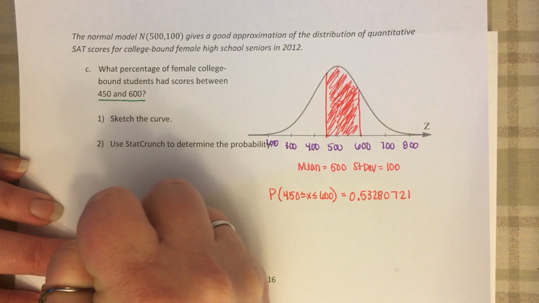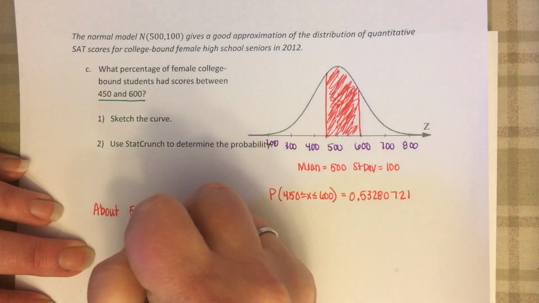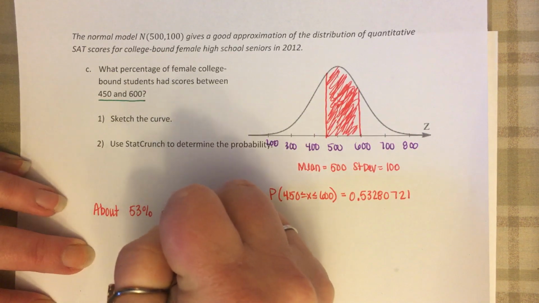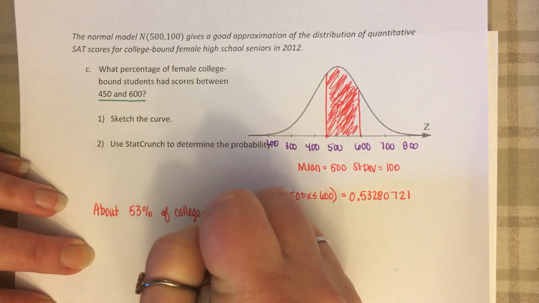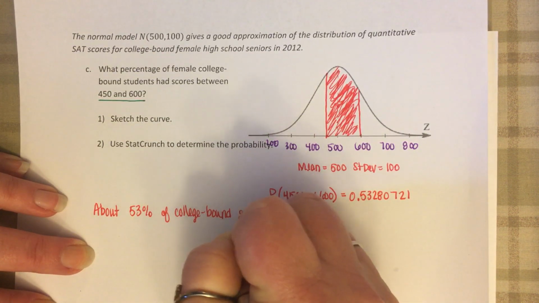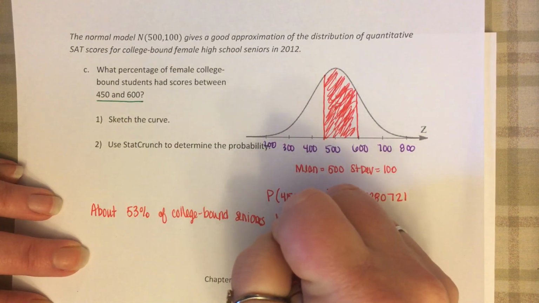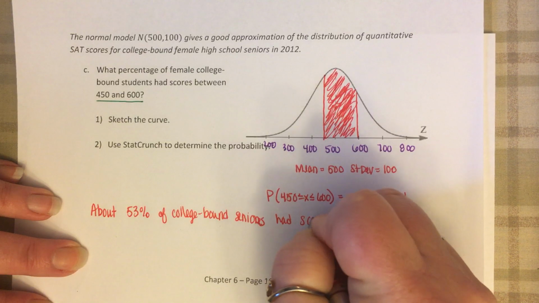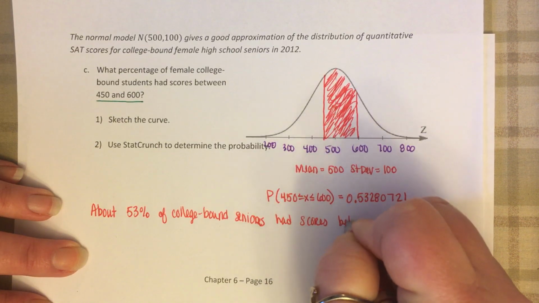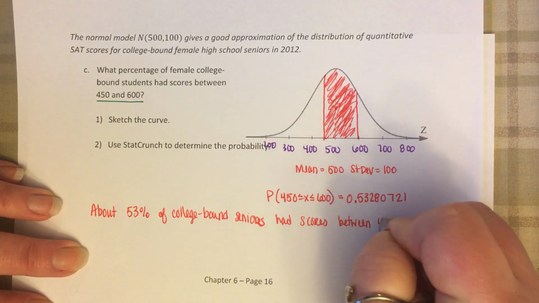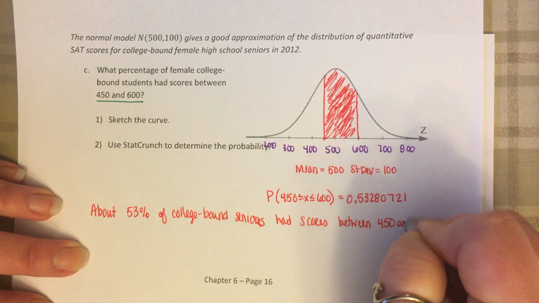So we're going to say about 53% of college-bound seniors had scores between 450 and 600.